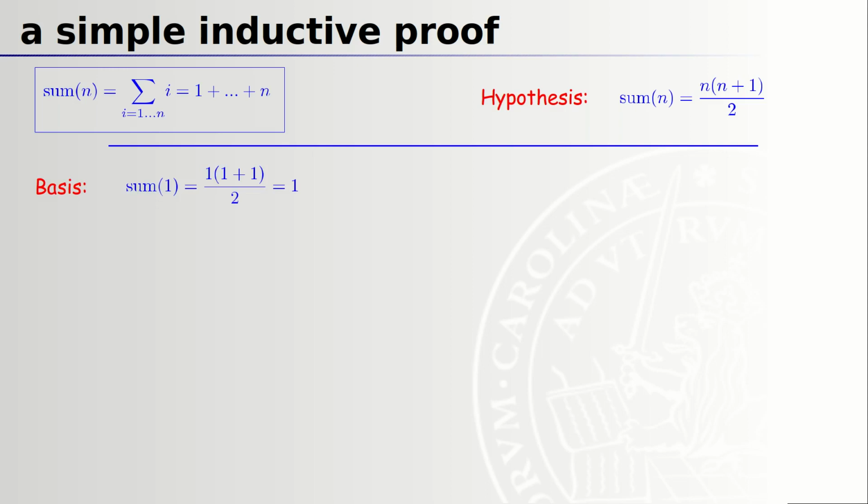An inductive proof of this kind starts with a basis. In this case, 1 seems a suitable place to start. We can just test the hypothesis for the value 1 by substituting it and calculating the result. It happens to work out in this case, and so the induction basis is proven. So now we know that sum of 1 is equal to 1 times 2 over 2.